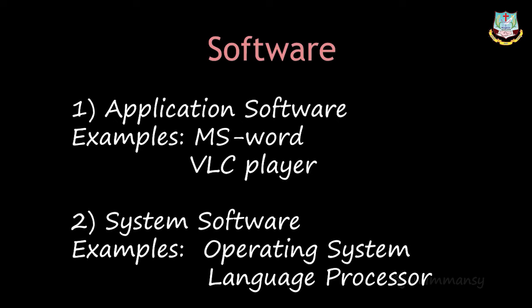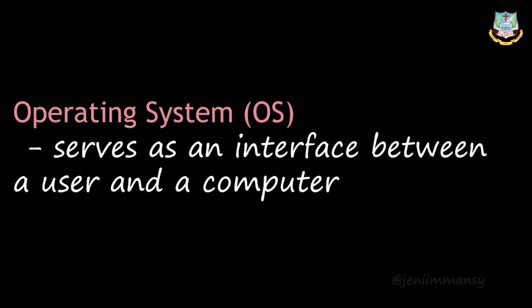System software is a type of computer program which is used to run a computer's hardware. That's operating system, language processor. These are all system software. So now we are going to see about the system software only. Which system software? Operating system. We'll say it as OS. OS is the operating system.